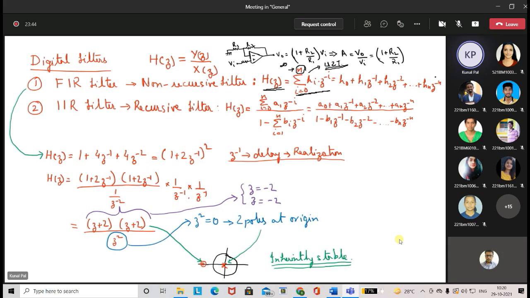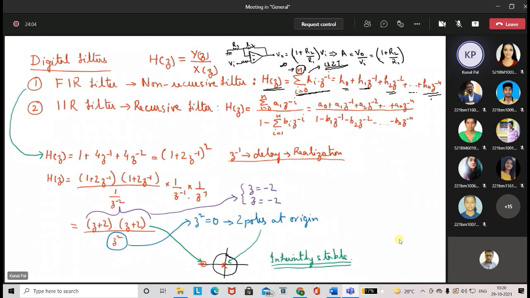And if you look into the expansion, we have h1 into z to the minus 1, h2 into z to the minus 2, and then other components, and lastly h_n z to the power minus n.